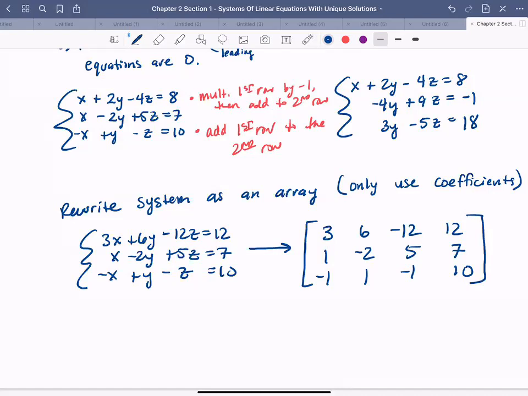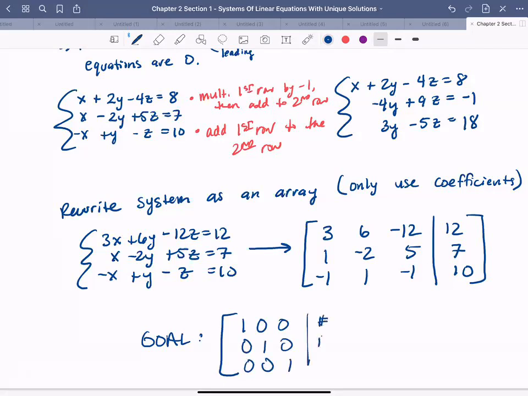Now you say, okay, the positives and negatives are there, but what about the equal signs? How do you represent the equal signs right here? You put just a vertical line that separates one side of the equation from the other. This is called a matrix, and we're trying to solve these matrices a certain way. Our goal, when we solve these, is to get our matrix to look something like this.